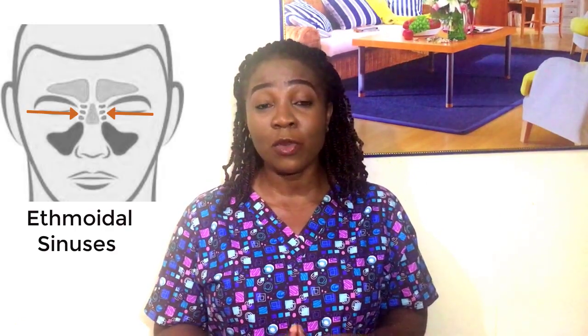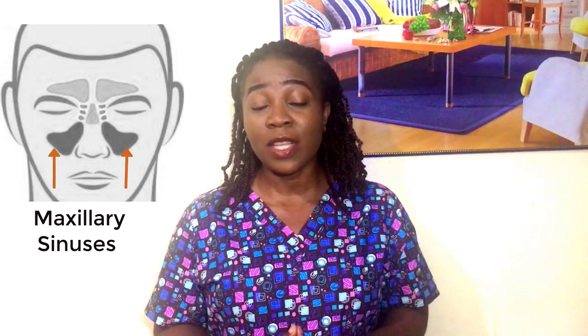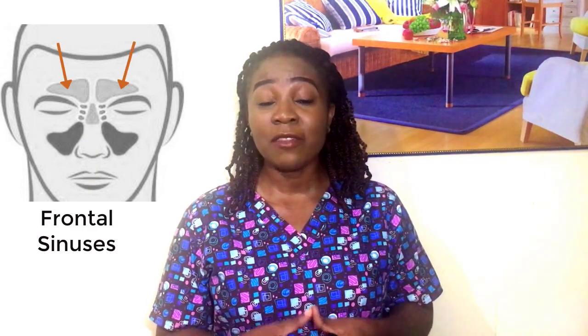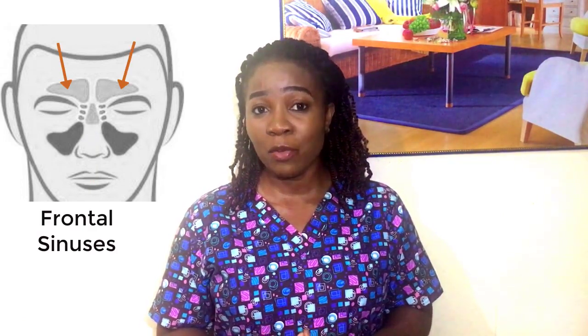There are different types of sinuses in other parts of the body, but we're going to be focusing on the ones near the nose and the eyes, which are known as the paranasal sinuses. They are named after the bones that provide their structure. One is the ethmoid sinus, located between the eyes. Two is the maxillary sinus, located below the eyes. Three, the sphenoid sinus, located behind the eyes. Four, the frontal sinus, located above the eyes.